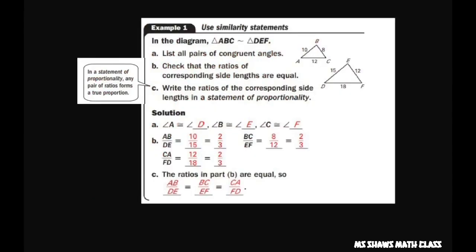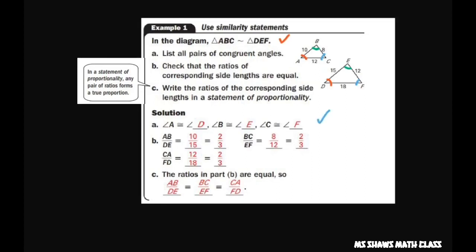So, for example, we're using similarity statements. We list the pair of congruent angles. Since it's stating that these two triangles are similar, that means our angles are congruent. A is congruent with D, B, just like I said before, B is congruent with E, and C is congruent with F. All right, so that's this part.